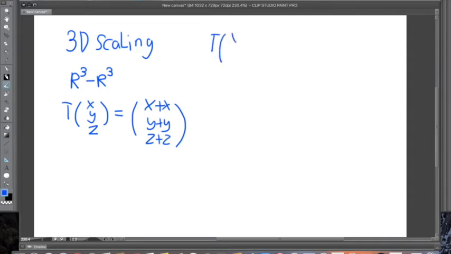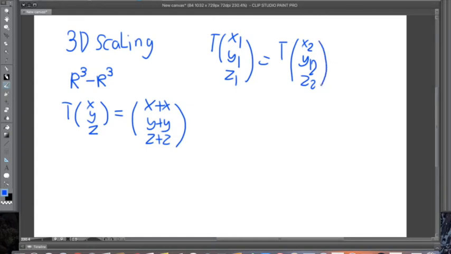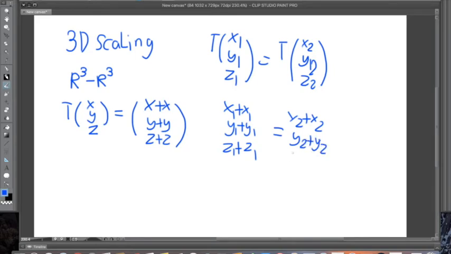So let's set our first T of x1, y1, z1 equal to T of x2, y2, and z2, and we pull out the T and change into x1 plus x1, y1 plus y1, z1 plus z1 equal to x2 plus x2, y2 plus y2, and z2 plus z2. So T is one-to-one.